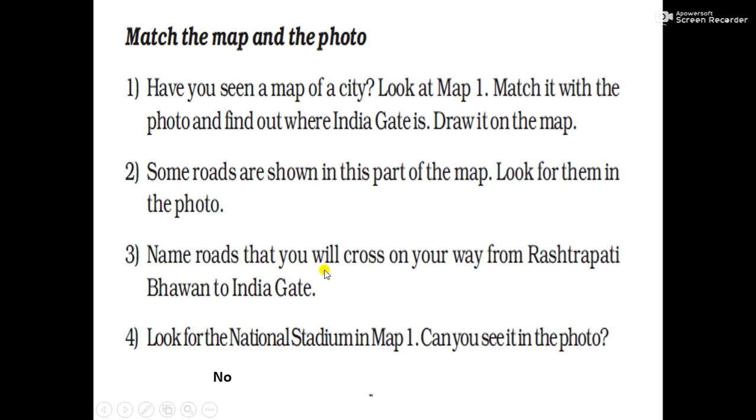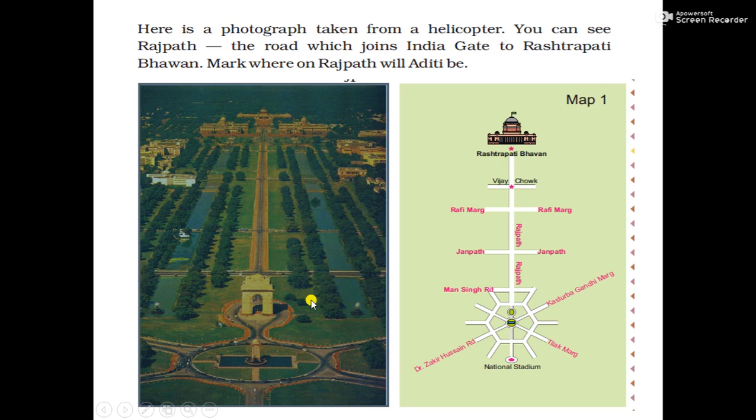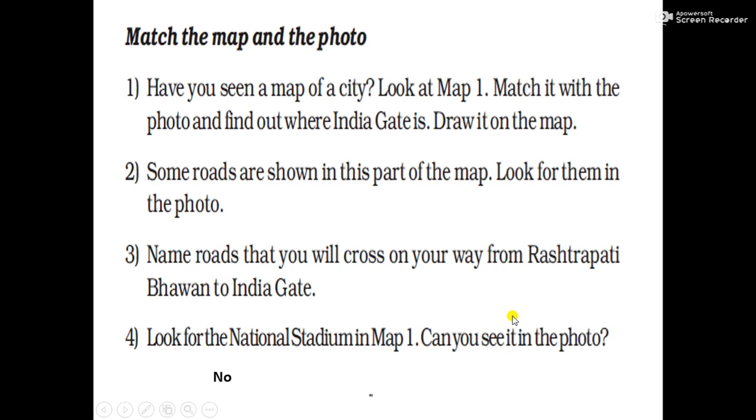Name roads that you will cross on your way from Rashtrapati Bhavan to India Gate. So, from Rashtrapati Bhavan to India Gate, we will cross Rafi Marg, Janpath and Mansingh Road. Then we will reach India Gate. So, here we will write Rafi Marg, Janpath and Mansingh Road.